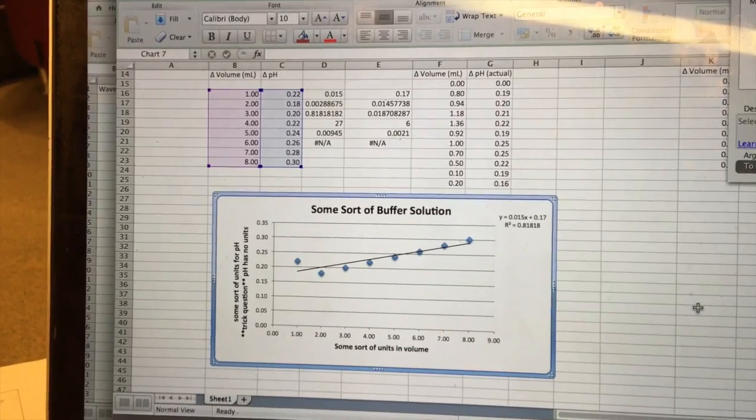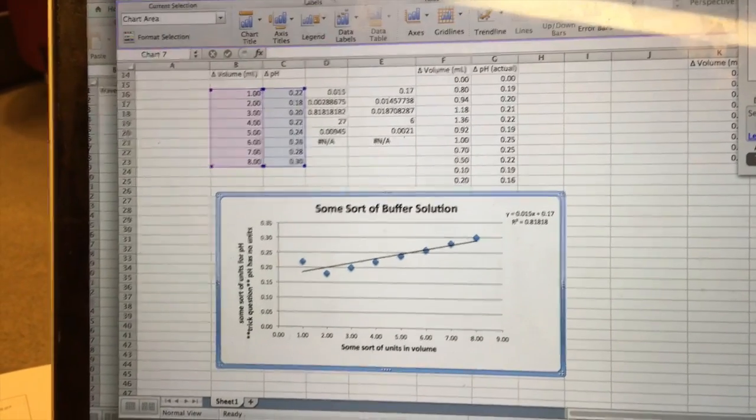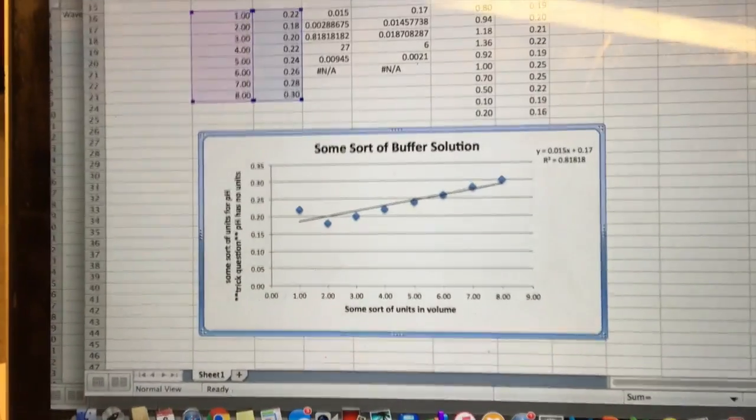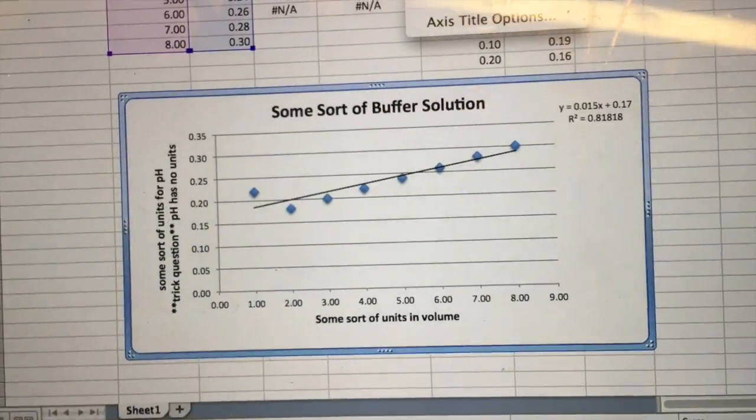When you have the graph, be sure to have a chart title, as well as horizontal axis titles on the x values.